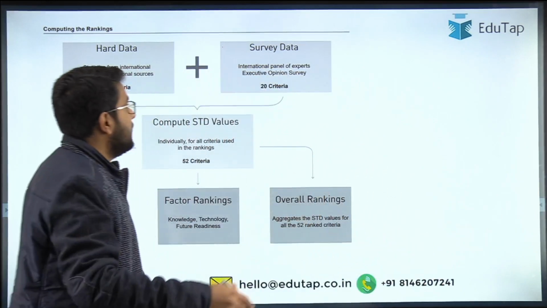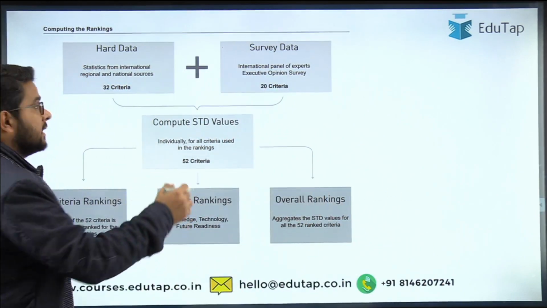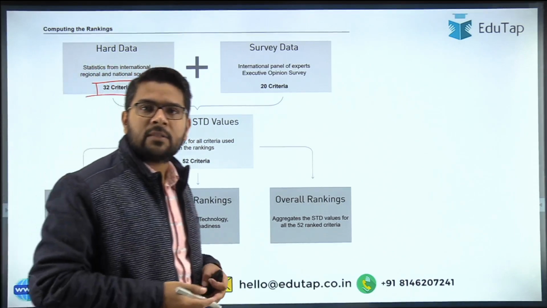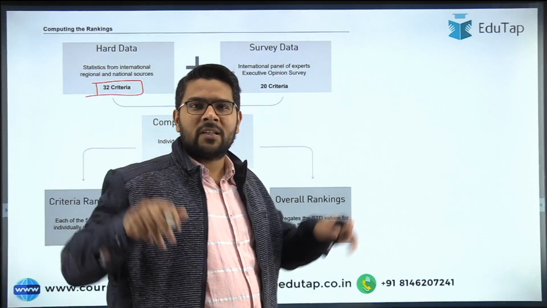So guys, they are dividing those 52 criteria, for which they are obtaining the data: 32 criteria come from different international agencies, some from here, some from there.